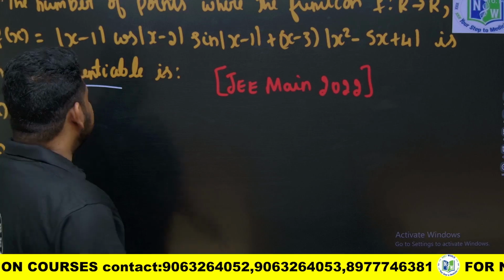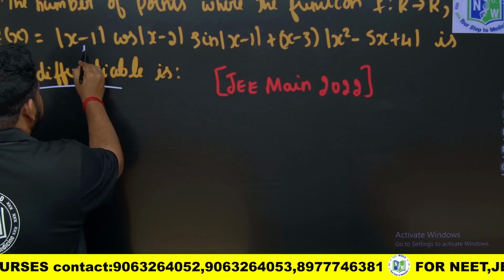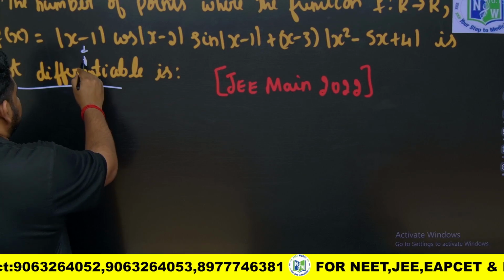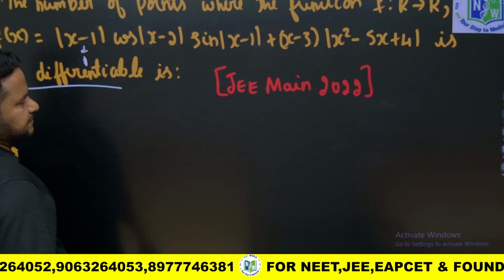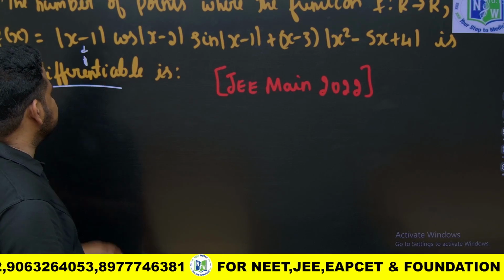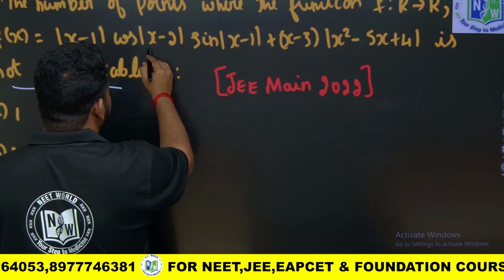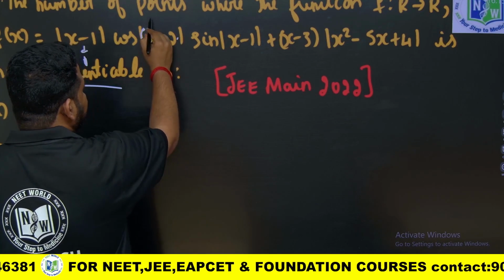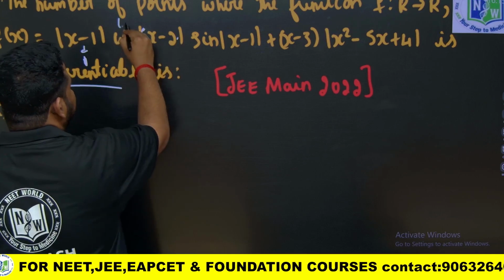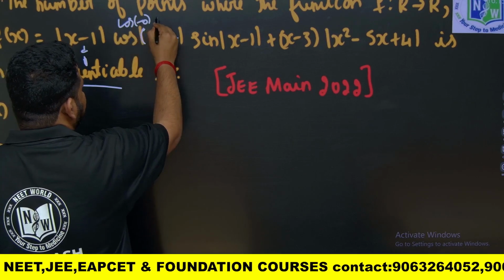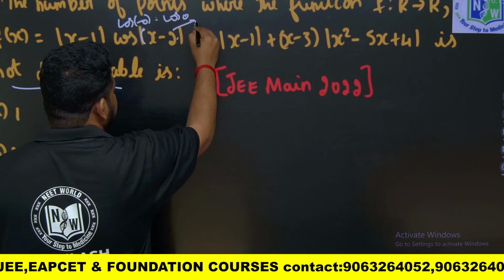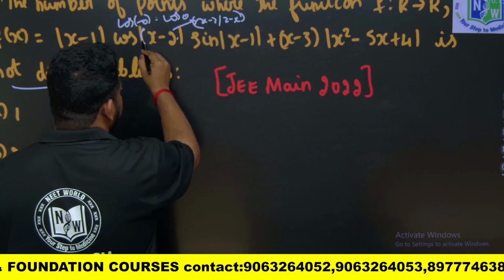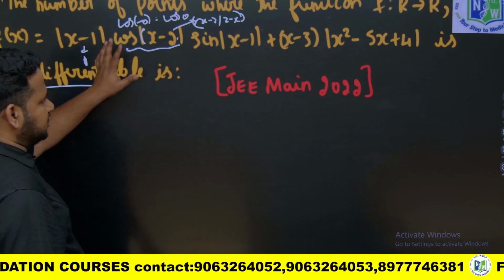So here, friends, if you look at this mod of x minus 1, it is not differentiable at x equal to 1, it is not continuous. It is not continuous at x equal to 1. Cos of x minus 2, you cannot do anything with this, because cos of minus theta is equal to cos theta. So whether it is x minus 2 or 2 minus x, it does not matter for us. It does not make any impact on us. So x minus 2 we cannot take.